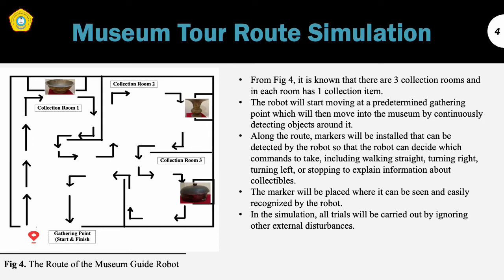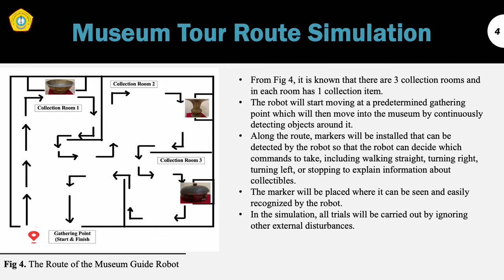This is the museum tour route simulation. From figure 4, there are 3 collection rooms, and each room has 1 collection item. The robot will start moving at a predetermined gathering point, and then move into the museum while continuously detecting objects around it.